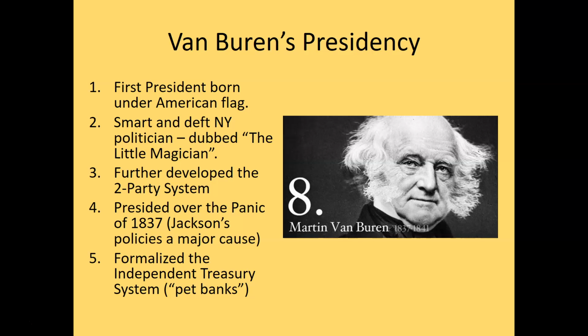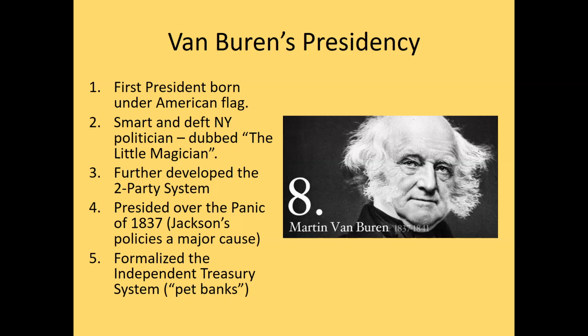Instead, what Van Buren is going to do is formalize the pet bank system into something called the independent treasury. All right, I want you to think about this, okay? Let's talk about the difference in these two ideas. Under Henry Clay's American system, you had a bank, the Bank of the United States, okay? Why do we call it the Bank of the United States? Who oversaw it? We did, the United States, right? The bank was overseen by the government and was tied to the government.